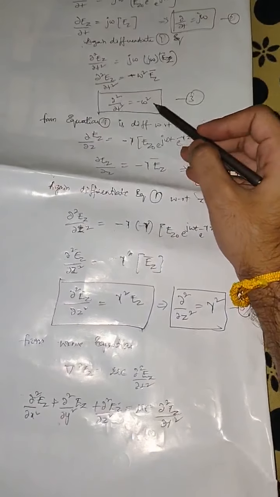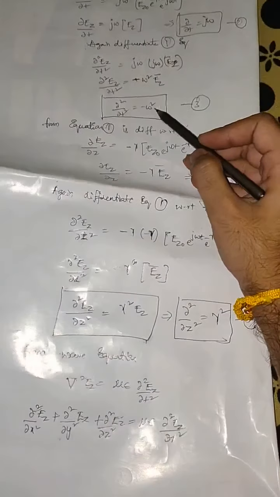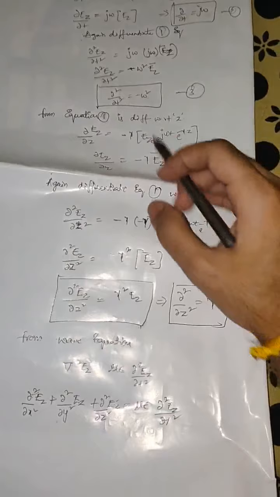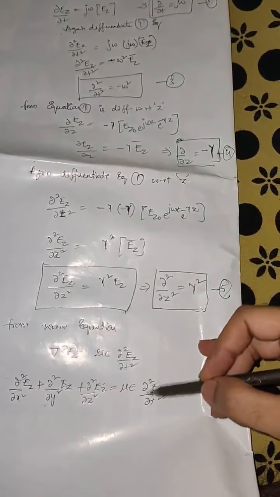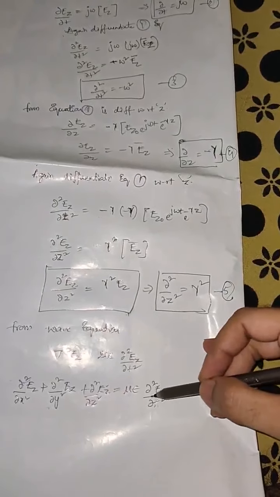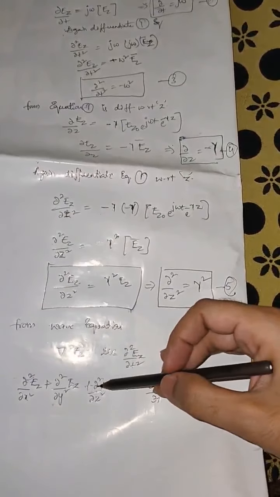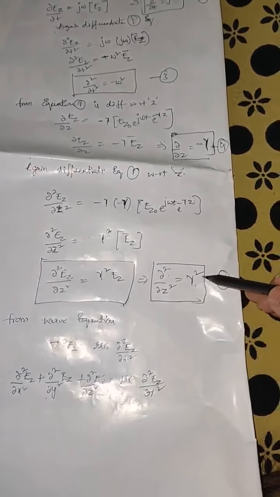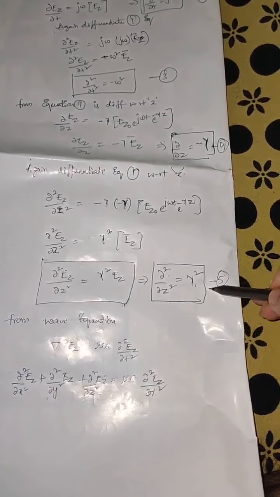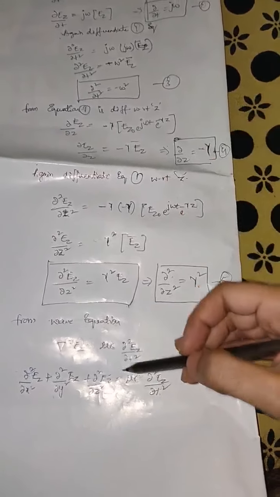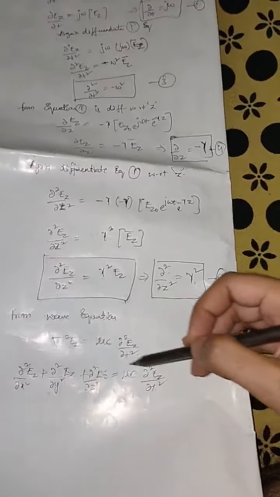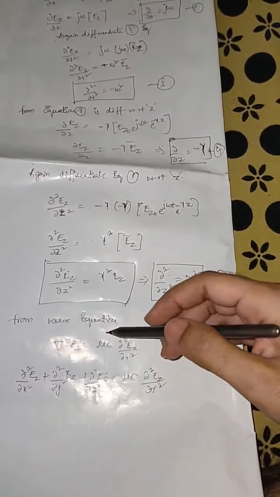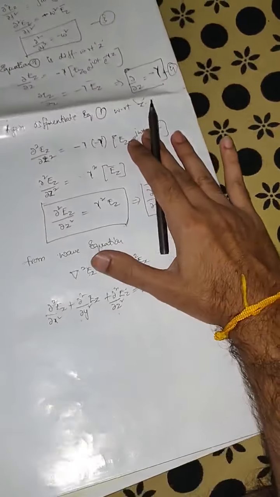Okay, as you got the expression for ∂²/∂t², its value is minus ω² from equation 3. So you should substitute the ∂²/∂t² in this particular equation. And for ∂²/∂z², we got γ². So from equation 5 and equation 3, you can substitute the values in this particular equation. Okay, so after substitution the equation comes like this.